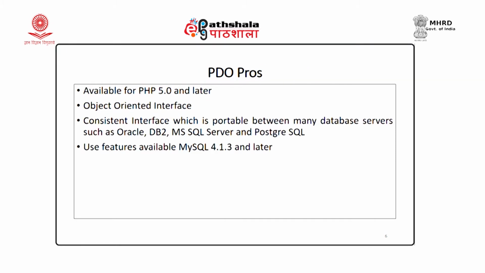So, the first one we start with is PDO. PDO, meaning PHP Data Objects, is available for PHP 5.0 and later versions. It provides an object-oriented interface, meaning you can write your code in an object-oriented way, and it provides a consistent interface which is portable between many database servers such as Oracle, DB2, MS SQL Server, PostgreSQL, and so on. It uses all the features available in MySQL 4.1.3 and later versions.